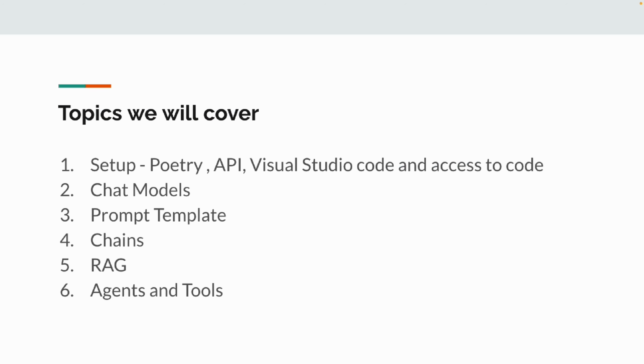I'm going to cover these topics in this course. I will guide you how to set up the LangChain project. I will guide you how to set up Poetry, how to get different API keys, how to set up Visual Studio Code and the whole development environment for this development. Then we're going to talk about chat models, and we will see that in detail in a couple of minutes. And then we're going to talk about prompt templates, and then we will also talk about chains, RAG, and agents and tools.